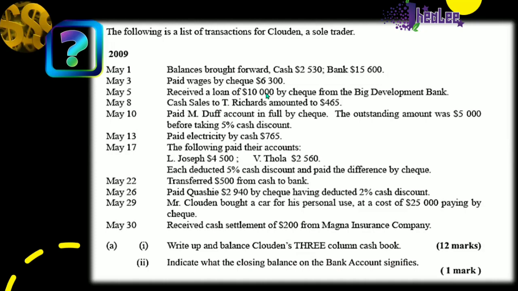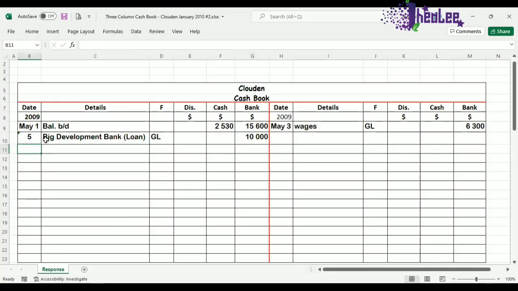So in our cash, because we sold the goods, we received that cash, we're going to make the entry on the receipt side. That is May 8th. Details, sales, that's all the item affected. Our folio is general ledger, and the amount was received in cash. So we record that in our cash column, which is our cash account, and that's $465.